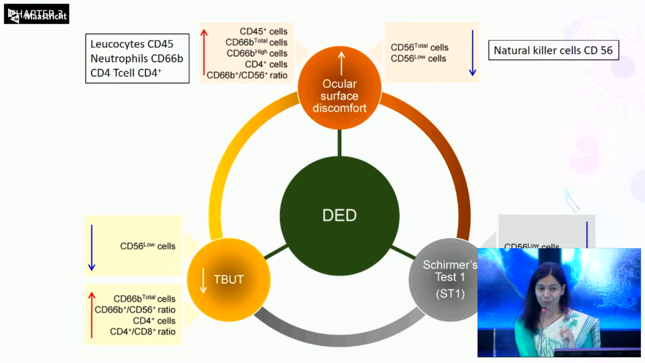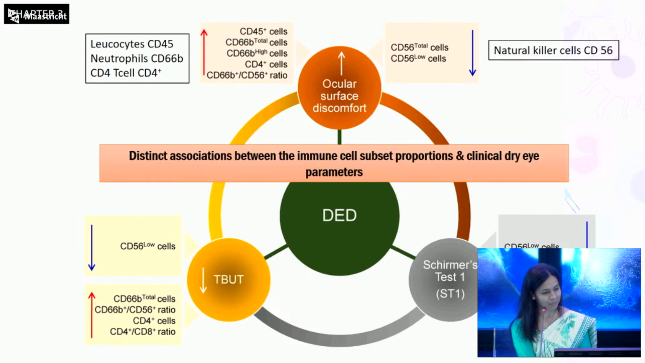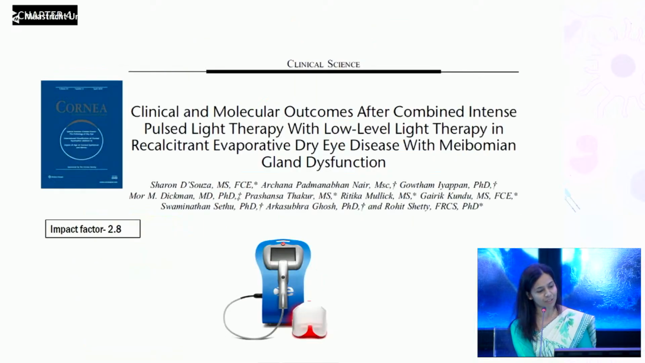We also found that there were distinct differences between animal studies which were done previously, and that was very reassuring for us because that's what we started out with. So the distinct associations were not just to the dry eye disease, but also with the severity of disease and different parameters. So then intuitively, does this change when we treat dry eye?